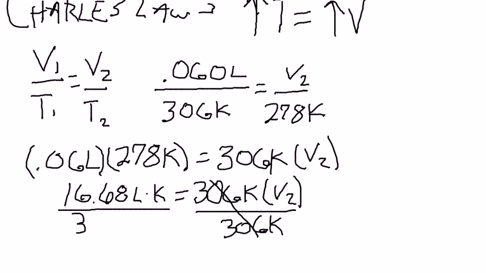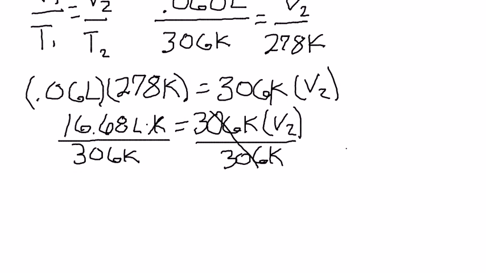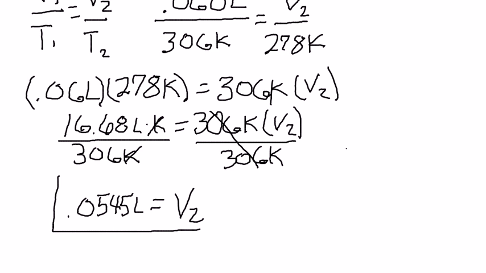And then we're going to divide 16.68 by 306 Kelvin. And now cancel out the Kelvin units because those are like terms. We're left with liters, which is the unit we want because we're solving for final volume. And so it is 16.68 divided by 306, which gives you 0.0545 liters is equal to V2. And there's your final answer.